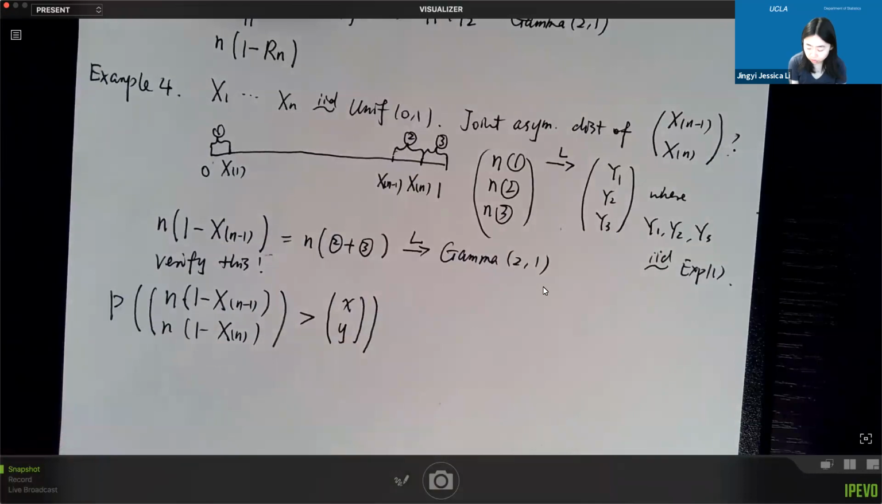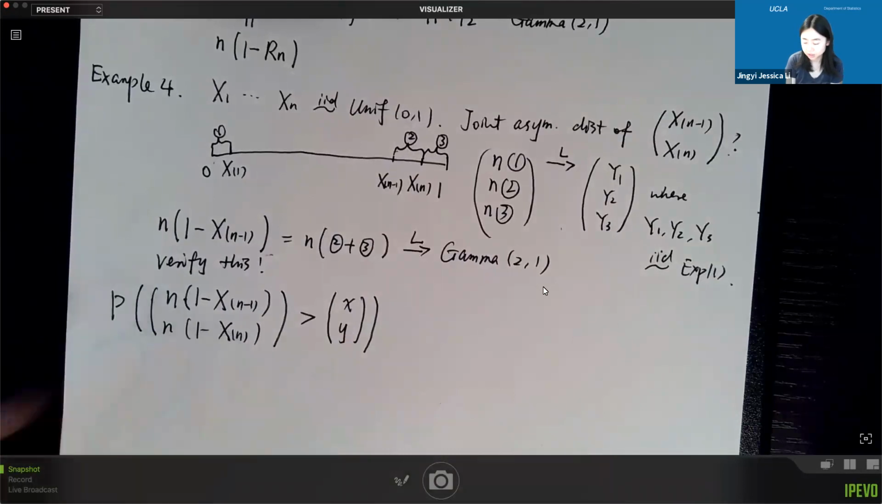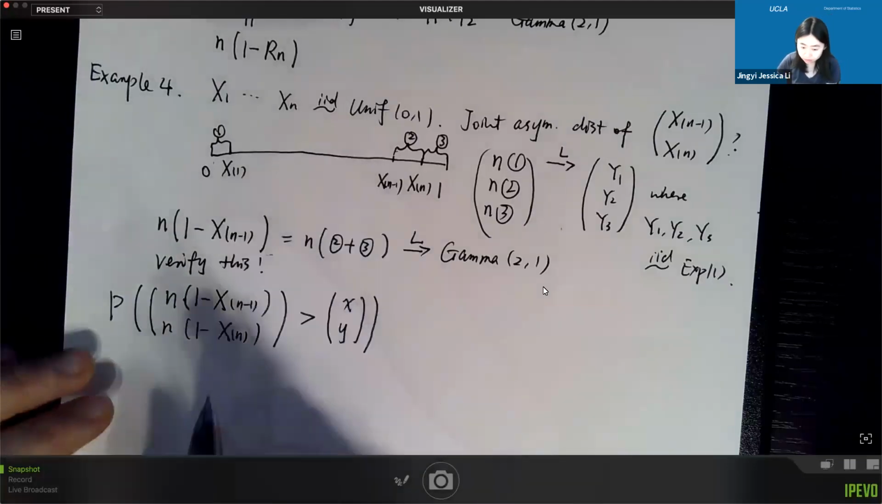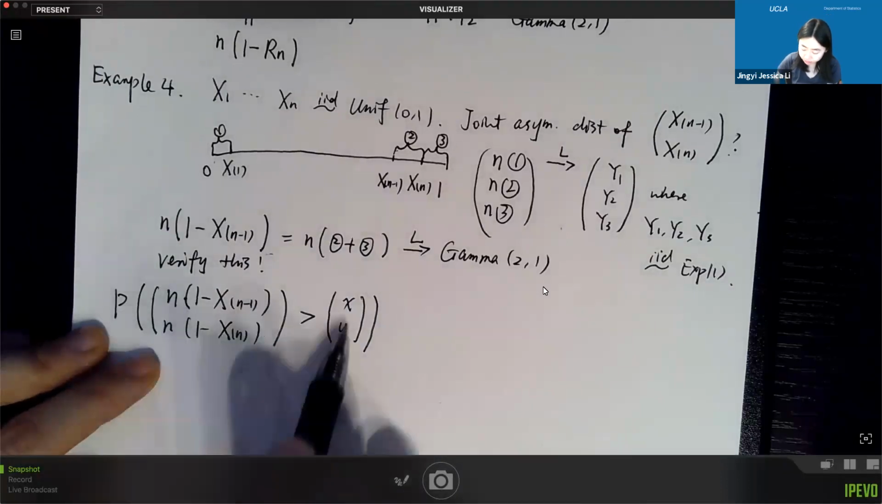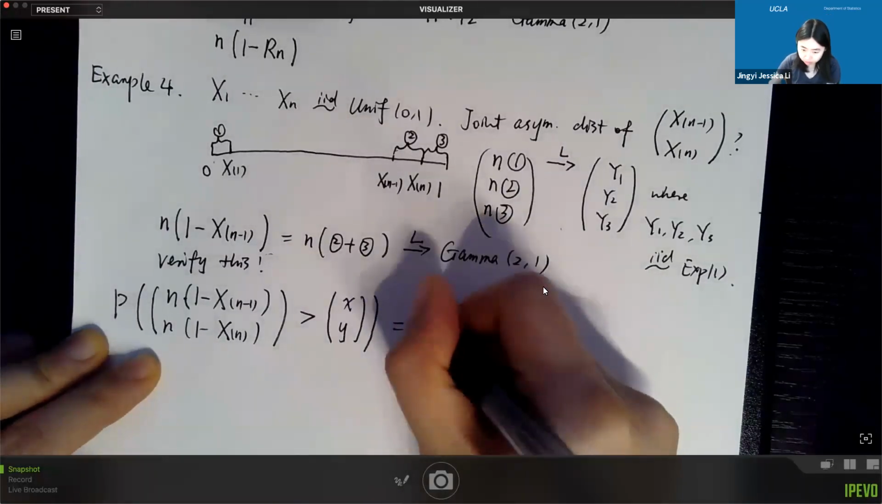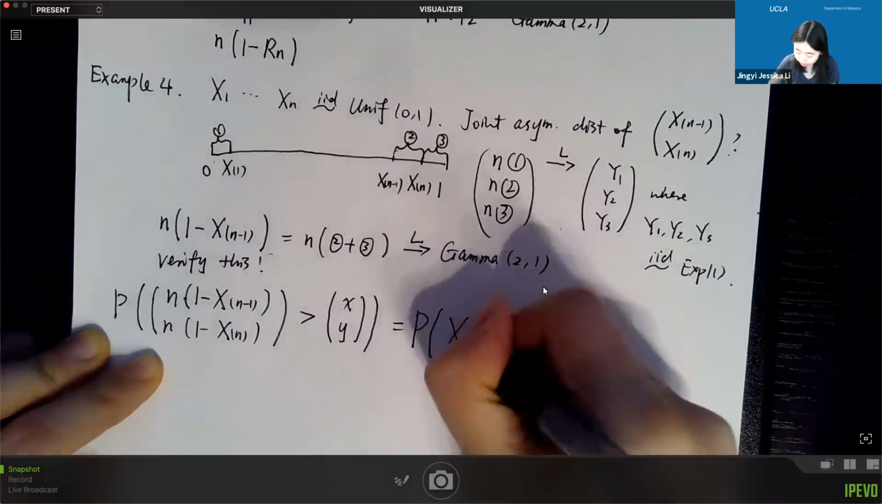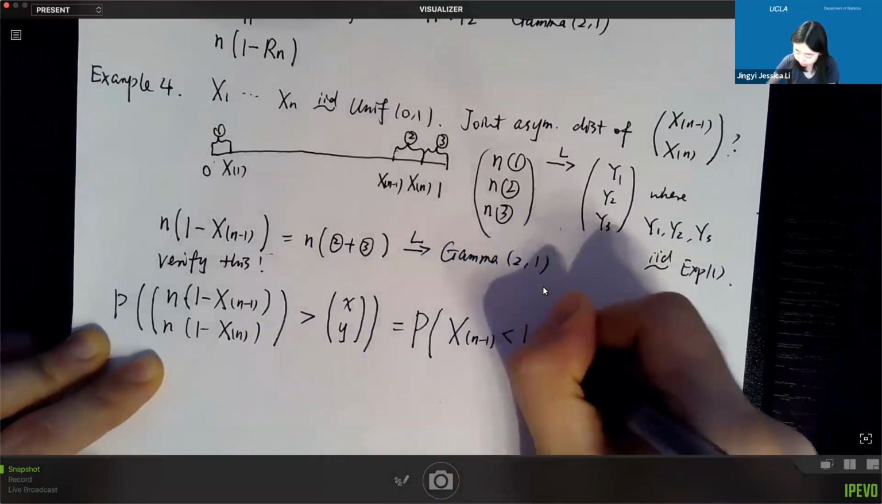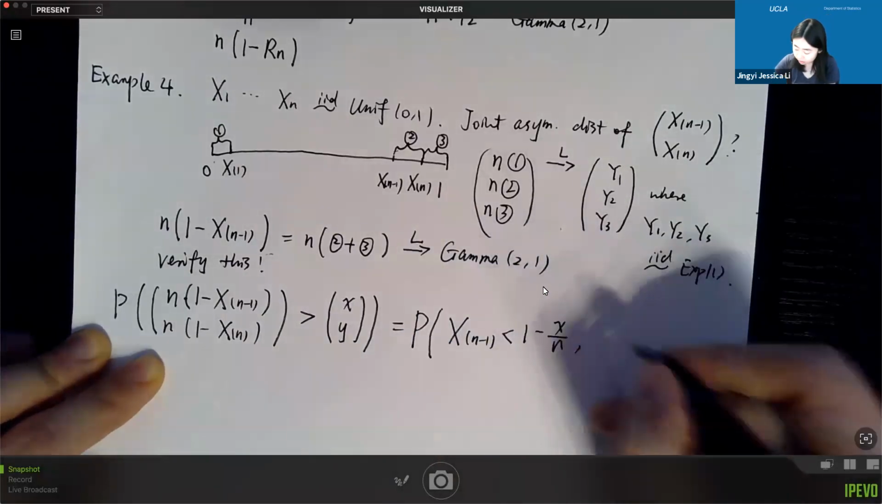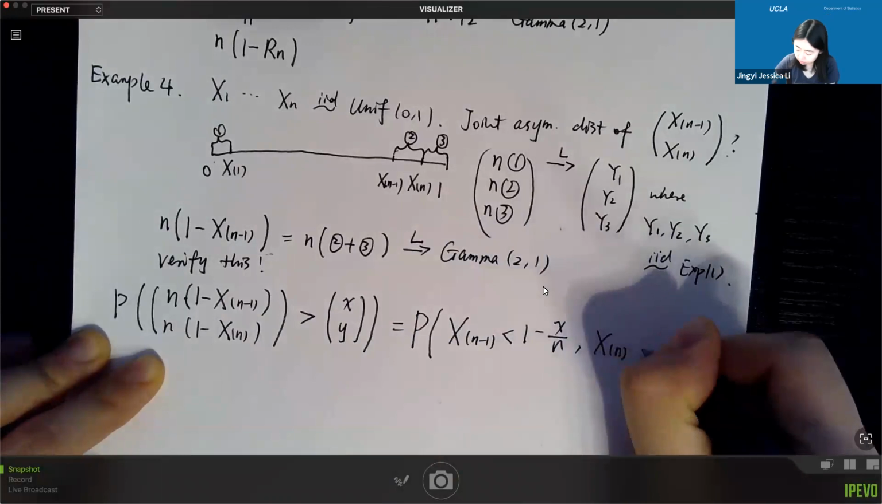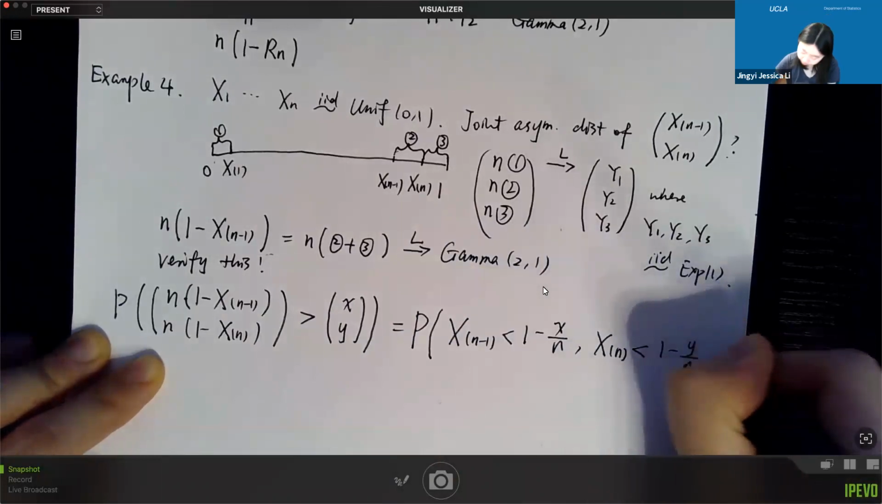Okay, so the reason we're not using the less or equal than is for the same reason I said. It's always easier to say that the maximum is less than something. So every x1 to xn is less than or equal to something. That's easier to work with than saying the maximum being greater than something. So same argument. Then you see by just an algebra operation, this is equal to the probability that x_{n-1} is less than 1 minus x over n, and the maximum x_n is less than 1 minus y over n.